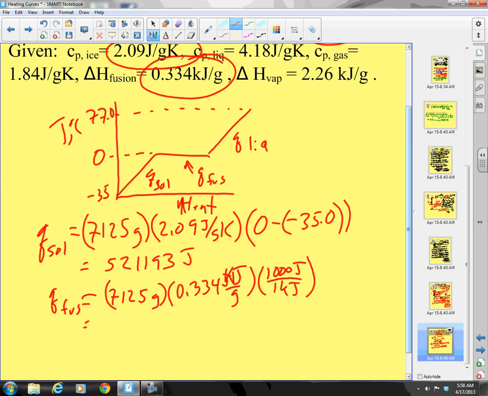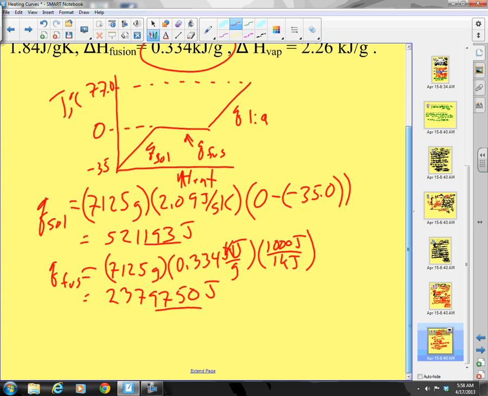7125 times 0.334 times 1,000. And I get 2379750 joules. Let's make sure that's right. 7125 times 0.334 times 1,000. 2379750. Okay, cool. And then how many sig figs? I can only have 3 sig figs here, so those are not significant.